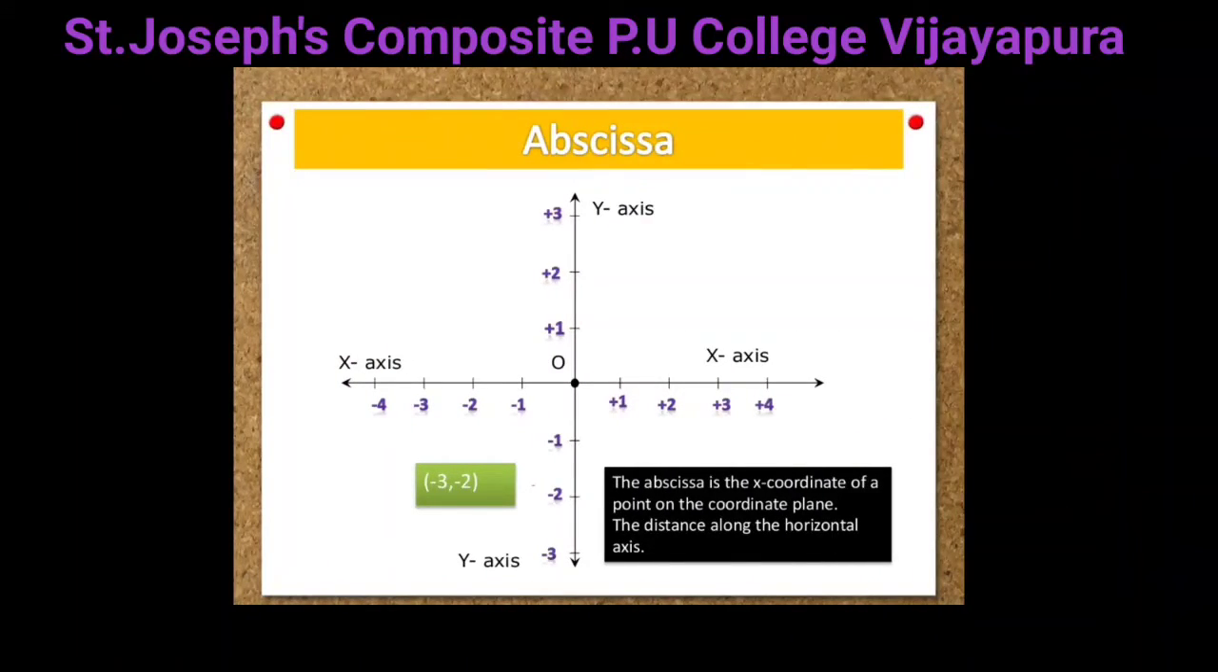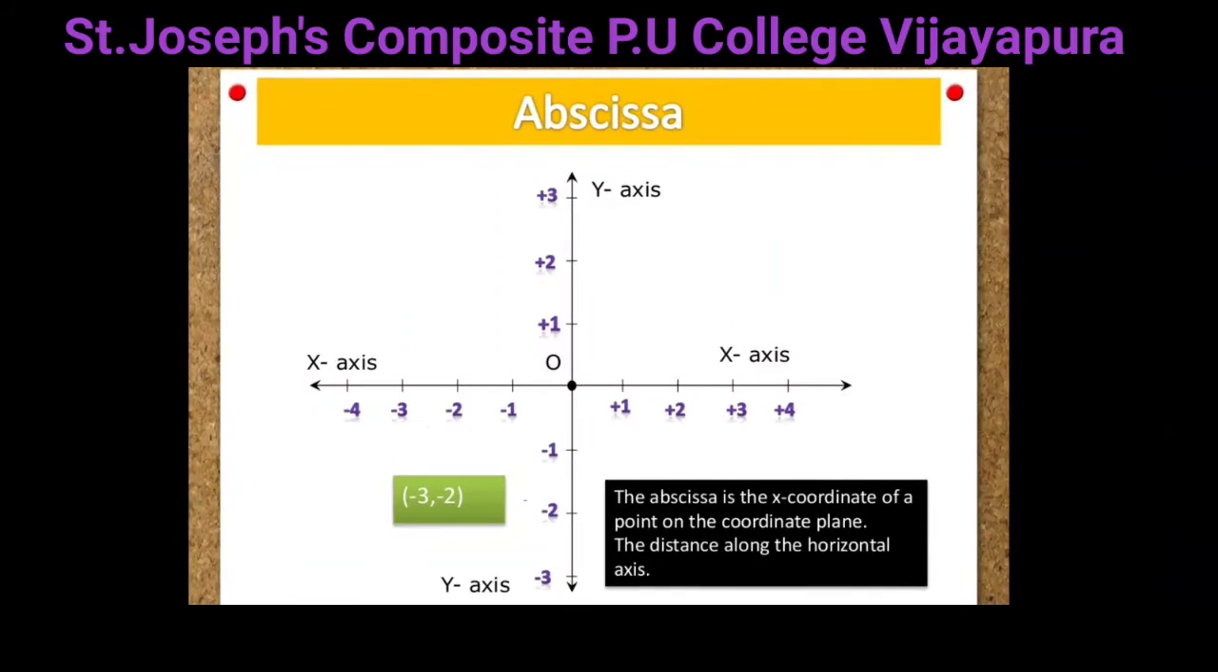Now the next concept will be abscissa. See here, abscissa means what? The abscissa is the x coordinate of a point on the coordinate plane.